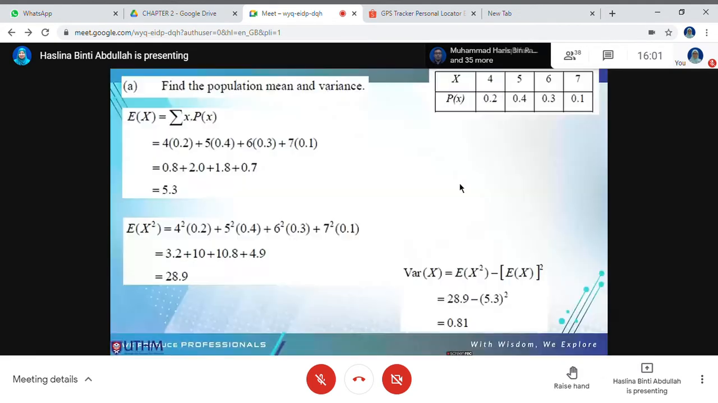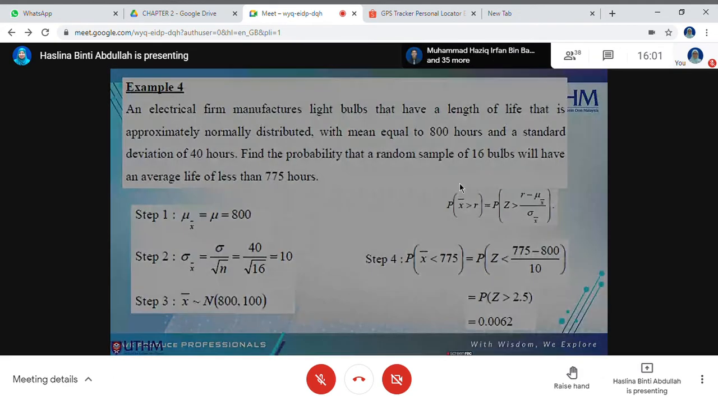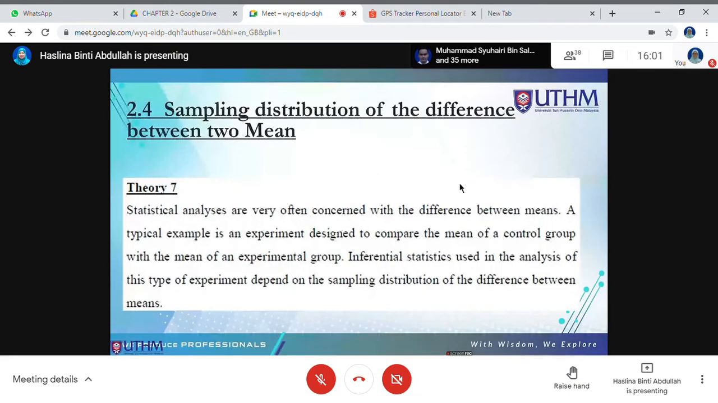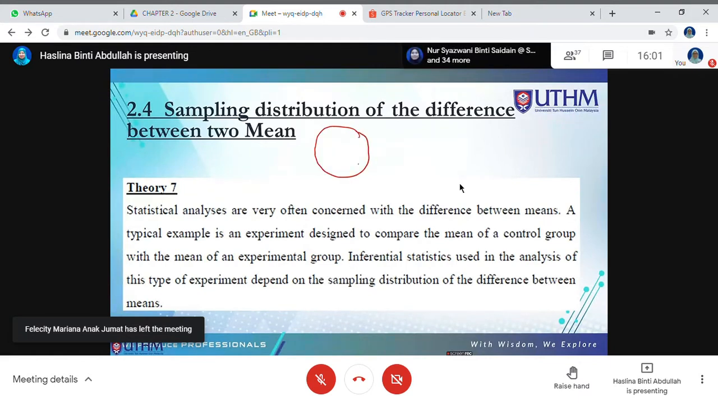And now we will proceed to the next subtopic, which is sampling distribution of the difference between two means. What is the difference between this subtopic and the previous subtopic? For subtopic 2.3, we only have one sample. In this sample, we have mu x and sigma x bar, referring to the mean and standard deviation for the sample. This one is the first sample.